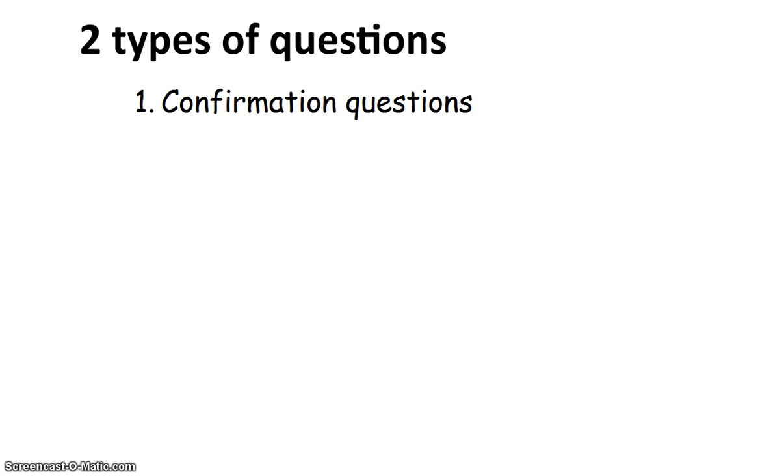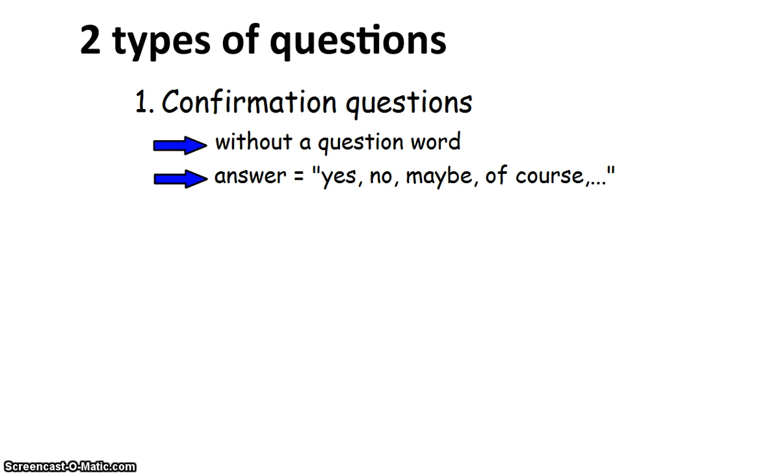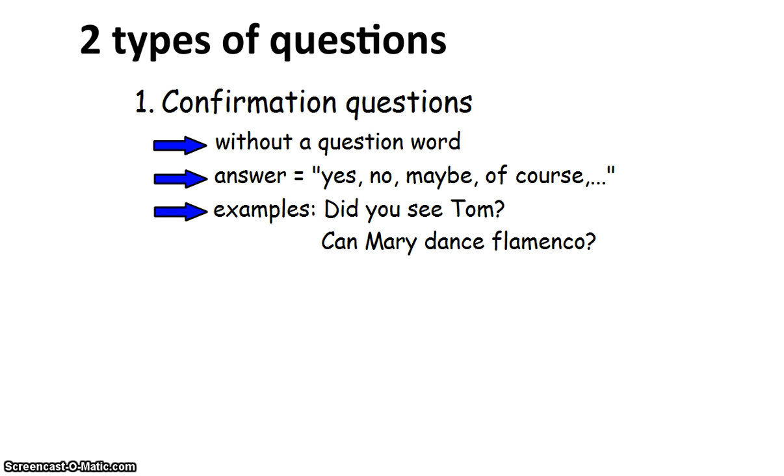First, the confirmation questions. What are confirmation questions? First of all, they use no question word, so you don't use a question word in a confirmation question. Second, the answer to those questions is always yes, no, or something similar, like maybe, of course, certainly, probably, I don't know, for sure, etc. Two examples: did you see Tom? Can Mary dance flamenco?